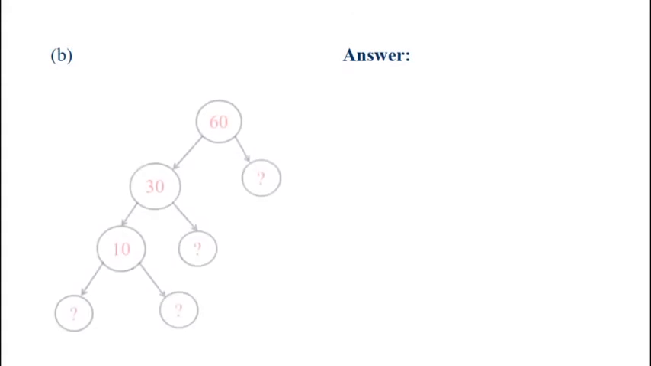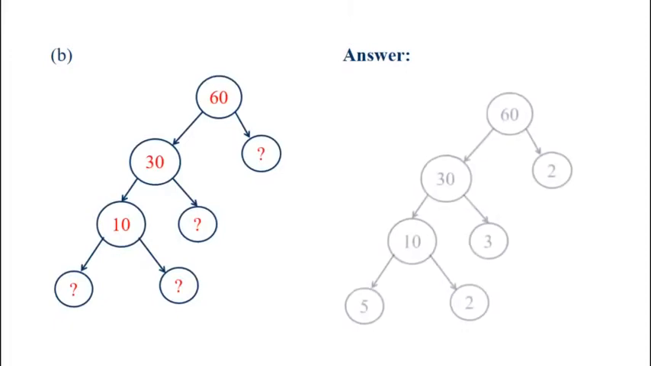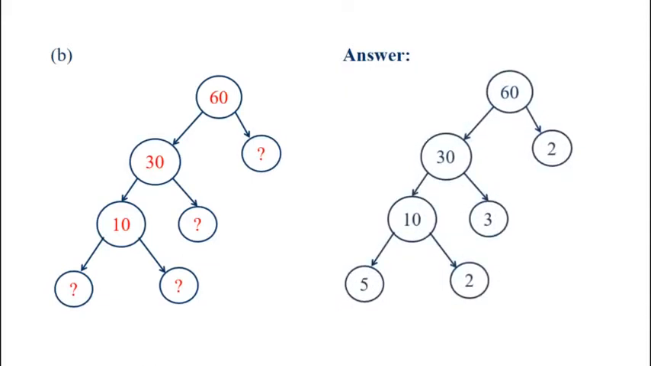Next question. So, here is the factor tree of 60. 60 can be factorized as 30 and what? So, the answer is like this. 60 is equal to 30 into 2. So, the first question mark will be 2. Then 30 can be factorized as 10 into 3. So, the second question mark will be 3. Then 10 can be factorized as 5 and 2. So, the two question marks in the last line will be 5 and 2.